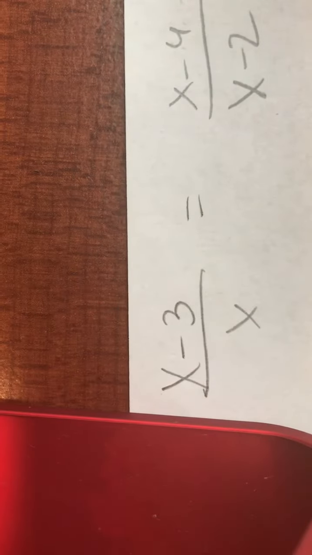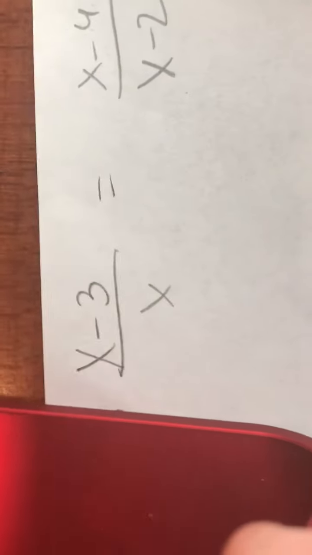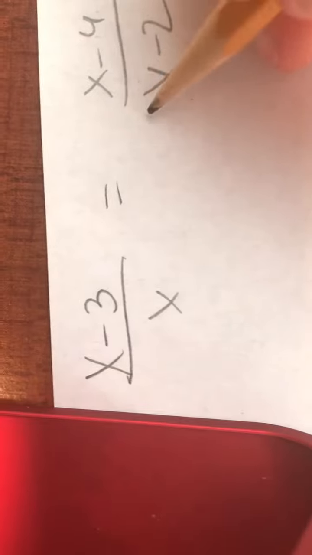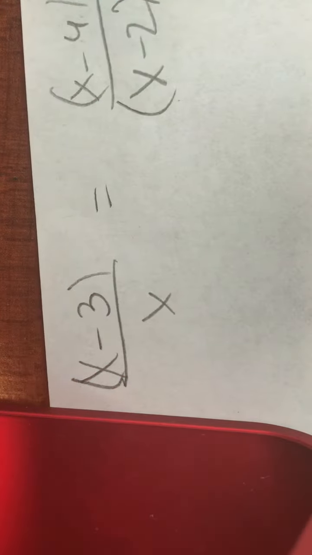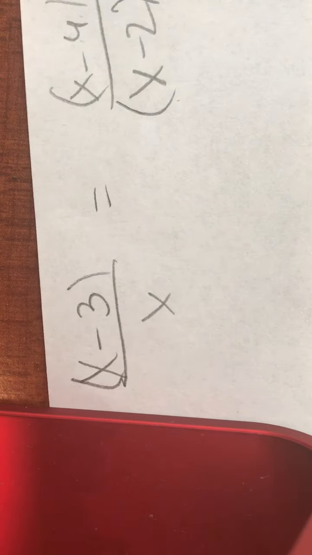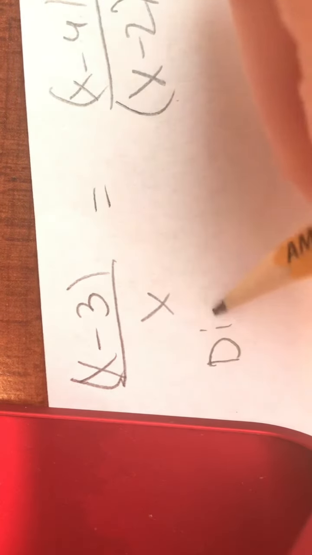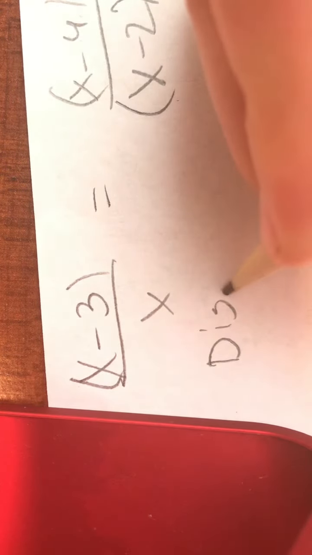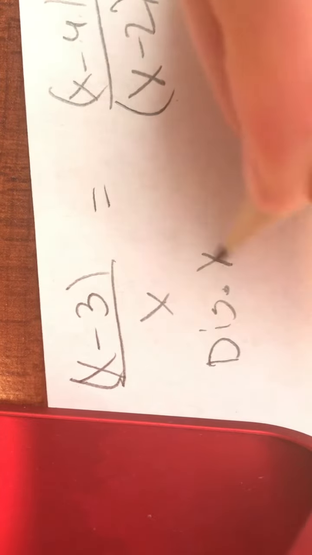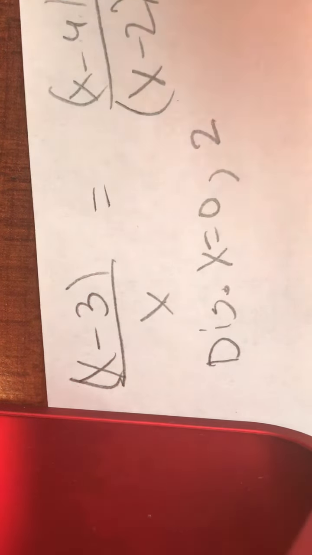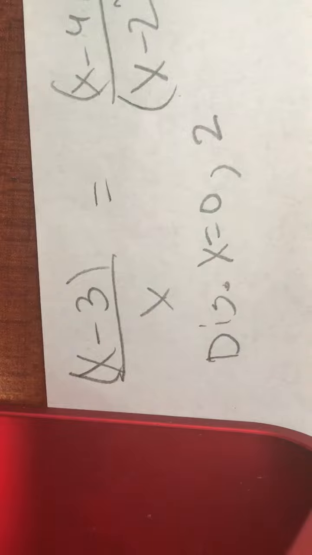Let's talk about the last one here, number 11. We need to identify the common denominator. I'll put all this stuff in parentheses first. Well, first we need to identify discontinuity. Discontinuity for this one: x equals 0 and positive 2, where the denominator equals 0.